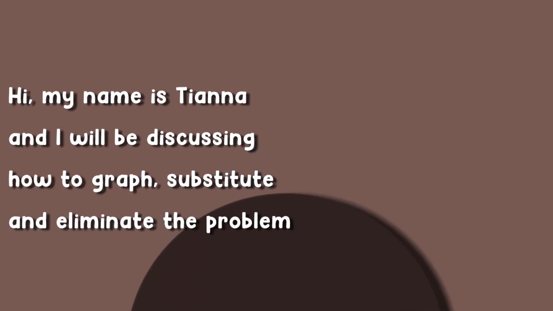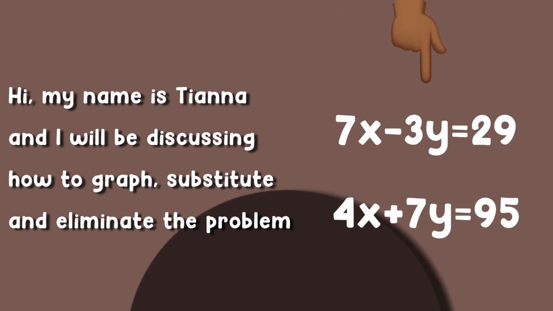Hi, my name is Tiana, and today I'm going to be discussing how to graph, substitute, and eliminate 7x minus 3y equals 29 and 4x plus 7y equals 45.